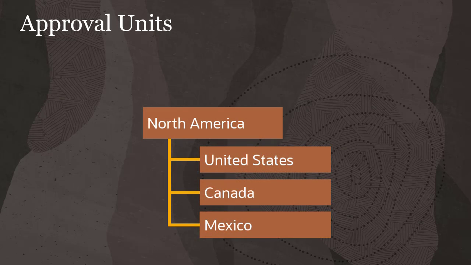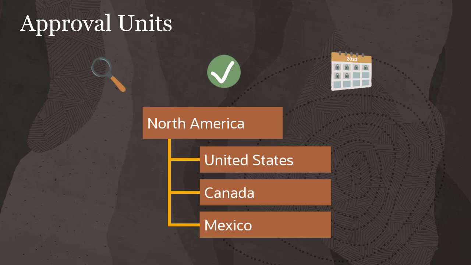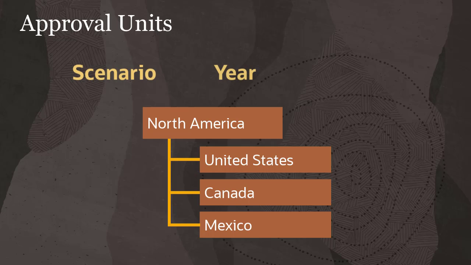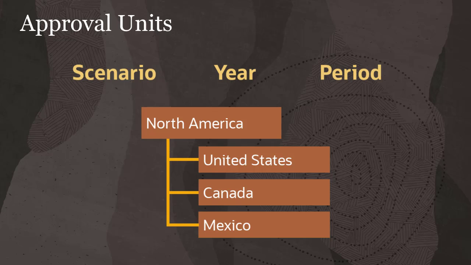Financial consolidation and close organizes data into approval units for review, approval, and locking. An approval unit consists of a unique combination of scenario, year, period, and entity. Each approval unit is assigned an owner, who is responsible for promoting the data when it is ready for approval.